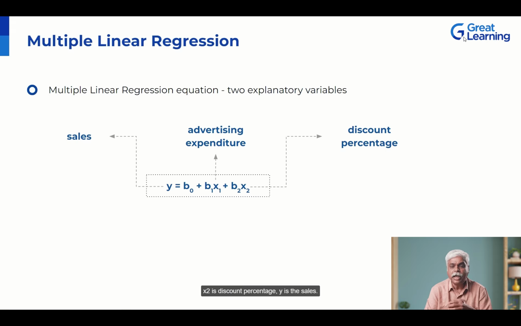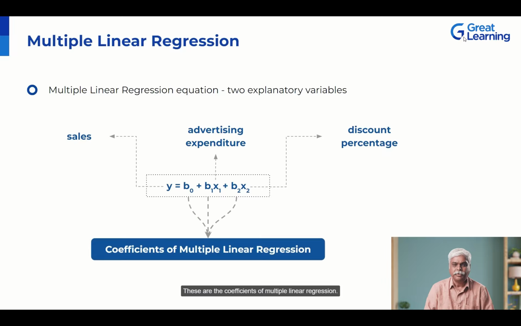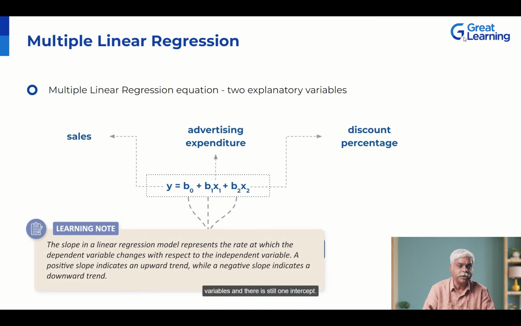What is x1 here? Advertising expenditure. x2 is discount percentage. Y is the sales. We've added the x2 variable, and with it, we have carried a new coefficient, b2. These are the coefficients of multiple linear regression. There are as many slopes as there are input variables or explanatory variables, and there is still one intercept.